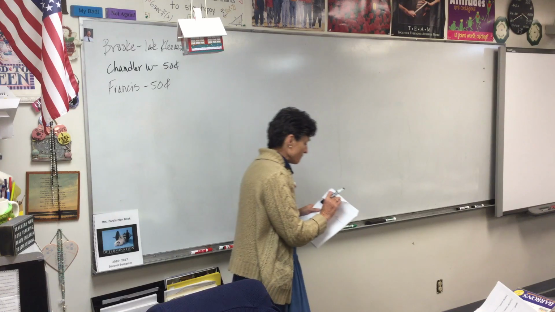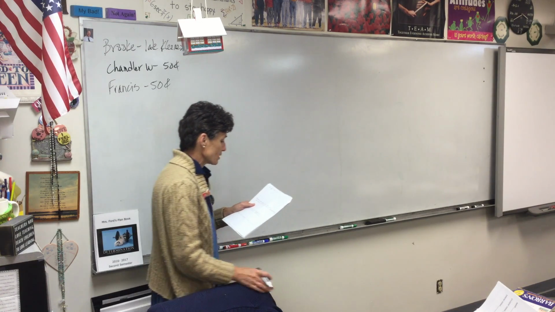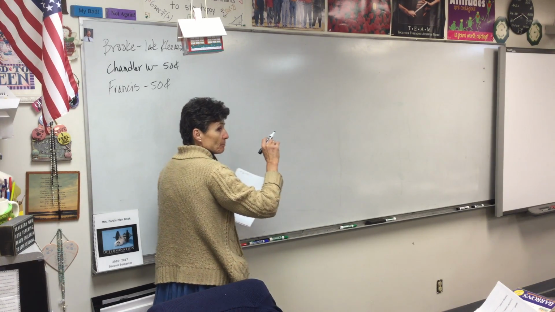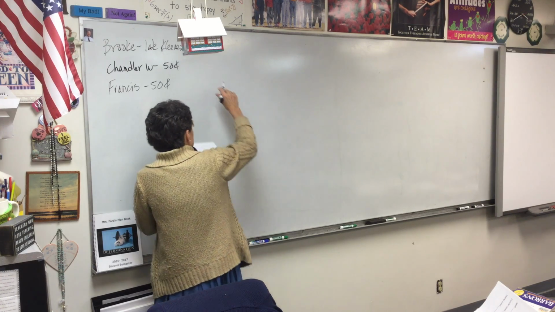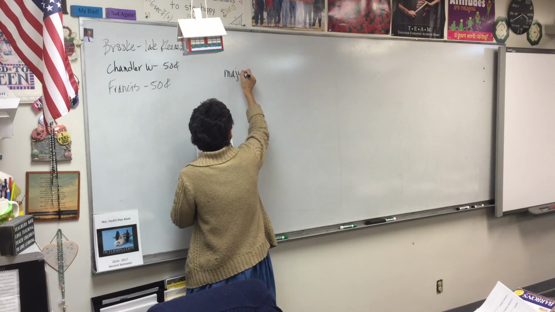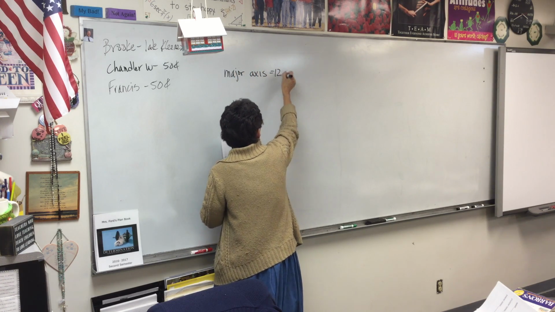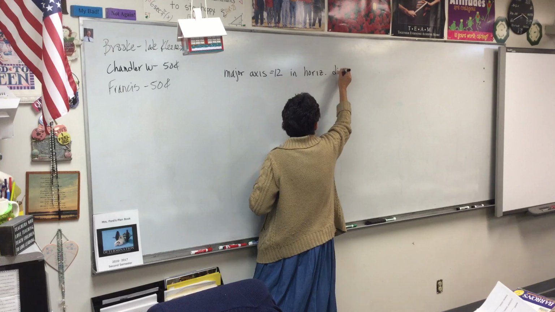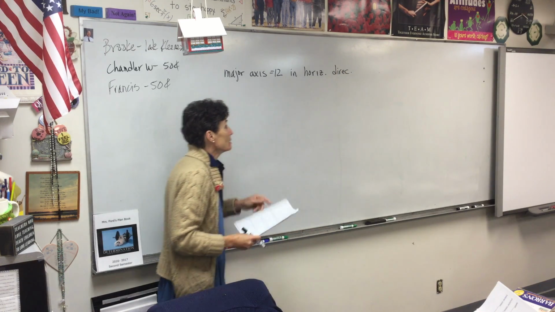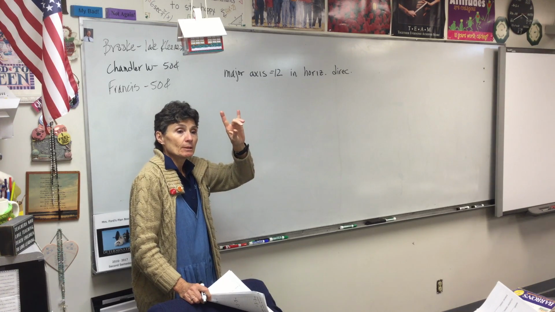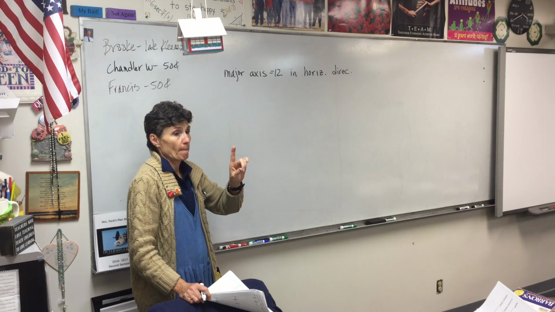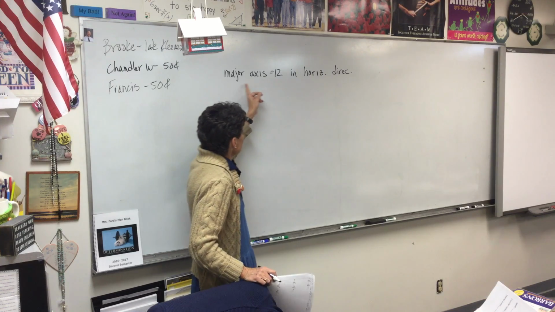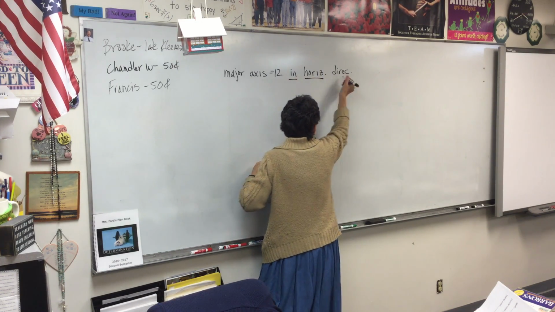We're on the back of page 55, where it says write the equation of the ellipse. Now, for number A, I have a bad problem. Where it says major axis equals 12, add on in the horizontal direction. We're in our notes, on the back of page 55, problem number 2A, where it says the major axis is 12, add these words.